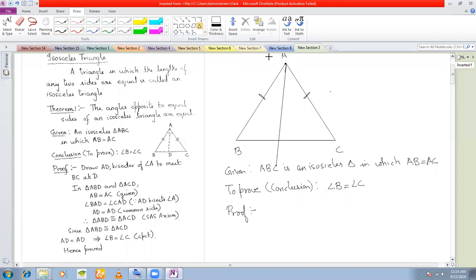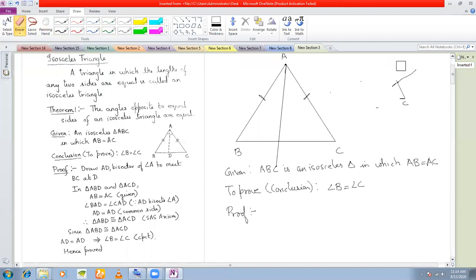Suppose if I had taken, instead of these two sides, if I had taken these two sides to be equal, then I would have drawn the bisector of this B, because I know that these two equal sides are converging on B. They are meeting at B. That's why. Okay. So since the equal sides are meeting here at A, we are drawing the bisector of A.